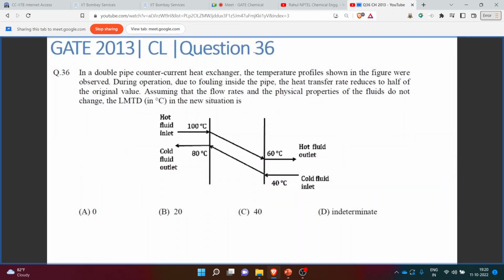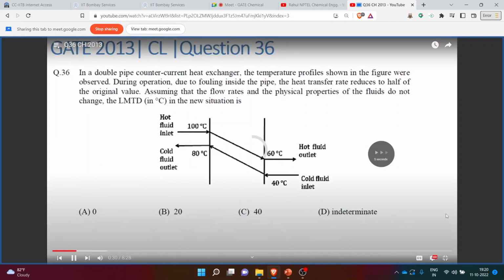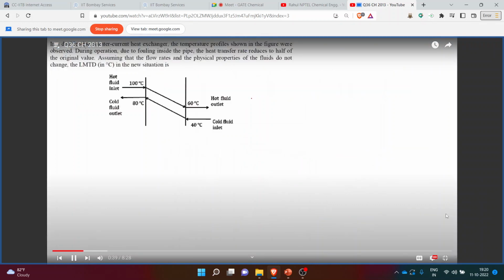We are solving question 36 of GATE 2013 chemical engineering. We'll just skip the question. Properties of the fluid. So let's look at the solution.